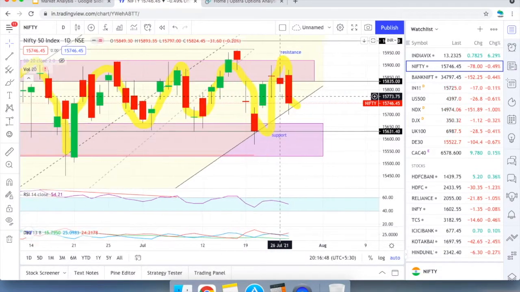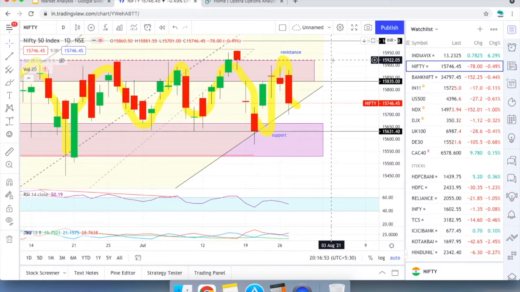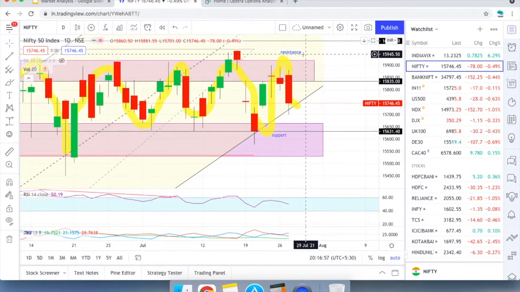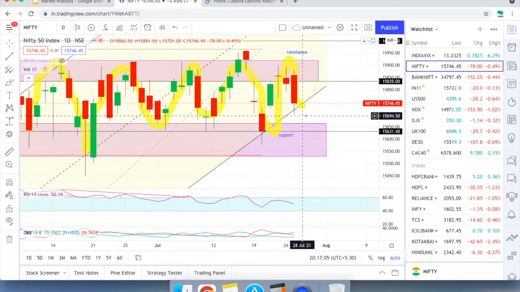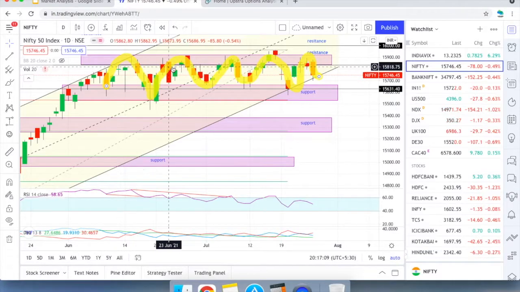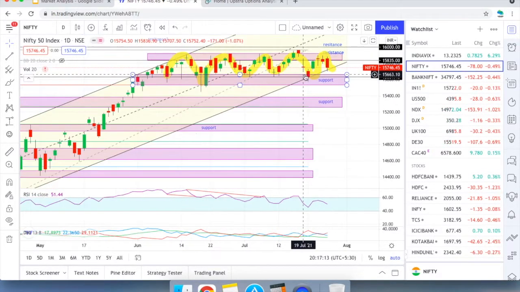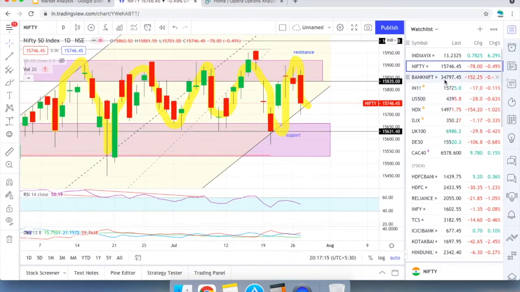It came to the same resistance zone of 15,900 and 15,800. It hit there yesterday and could not move up. Again today it attempted and could not, and then it fell back down heavily. This has happened so many times: 1, 2, 3, 4, 5, 6. If you look at the zigzag, it has been doing the same thing so many times.